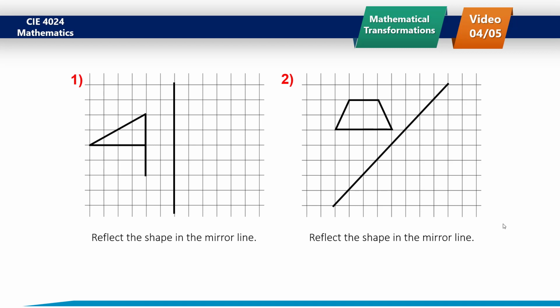So take example number 1. We have a flag and we have to reflect it in the mirror line, which is already given here. We will take any vertex and see the perpendicular distance from the mirror line, and we have to reflect it in the opposite direction. So this is the object. We will take the first vertex and measure the perpendicular distance from the mirror line. It's 2 units, so it must be 2 units after the mirror line as well, in the opposite direction.